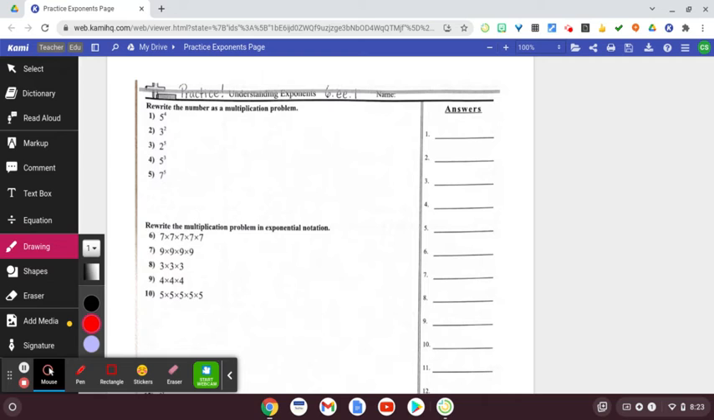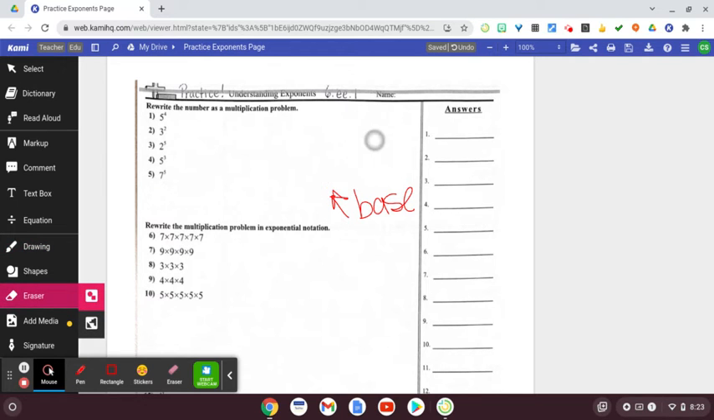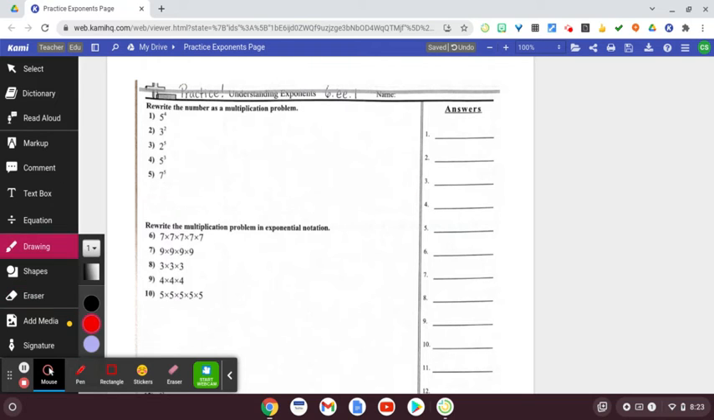So exponents are really just a base number, which is a big number, and then this little small number up at the very top, that is your exponent. So just some new vocabulary. This is your base, and then that 2 is your exponent. Okay? So your graded paper is going to look very similar to this. So I was going to go over this practice paper so you can do really well on it.